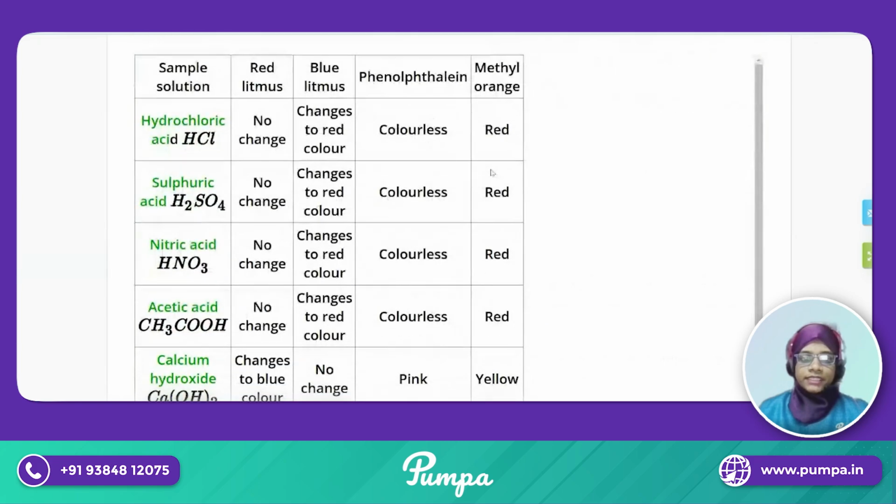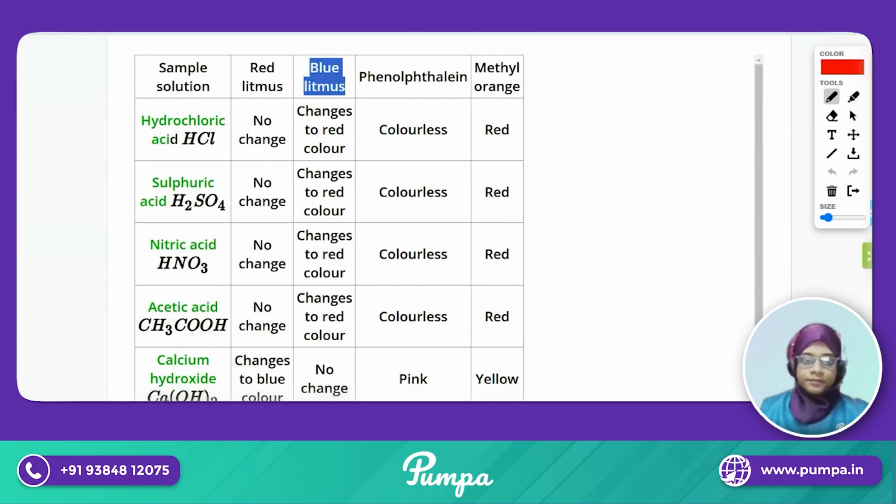You can see here, for all the samples that are given here, if it is an acid, when you use red litmus paper, there is no change. When you use blue litmus paper for acid, it changes to red color. Correct? So all the acids change to red color. Similarly, in phenolphthalein, it is colorless. So all the acids are colorless. In methyl orange, it is red in color for acids. And the same applies for base.